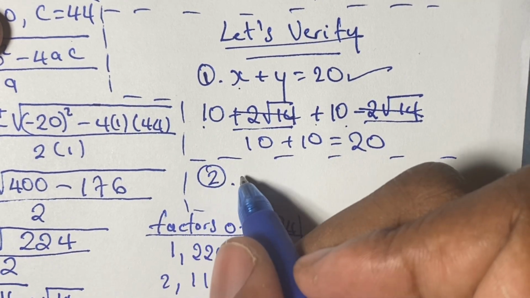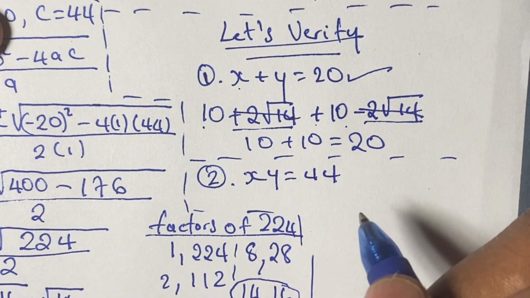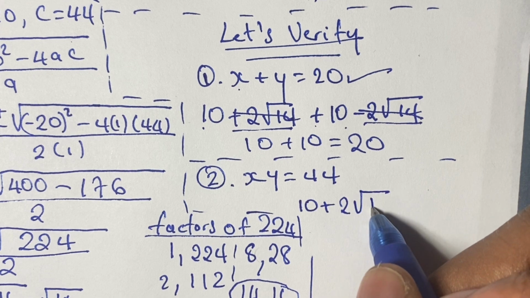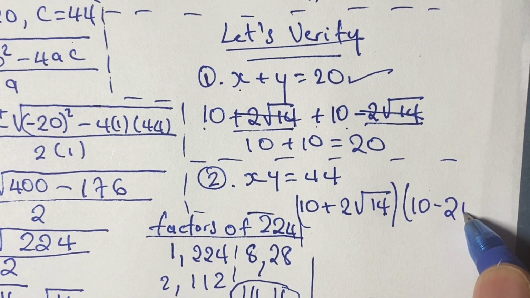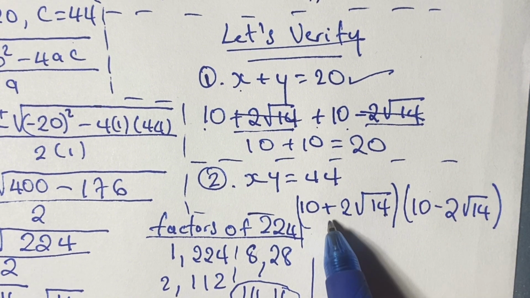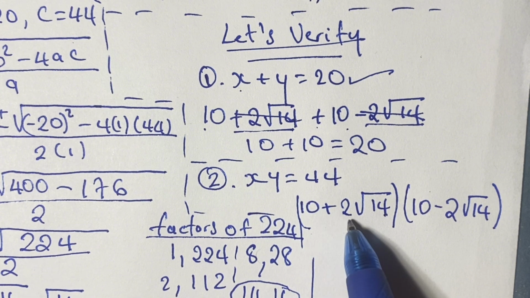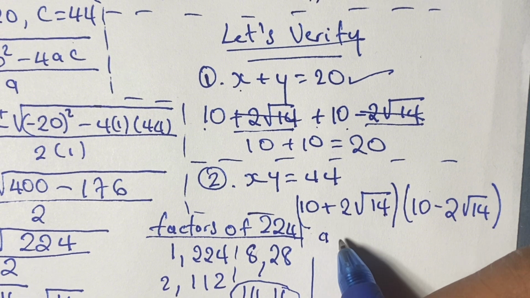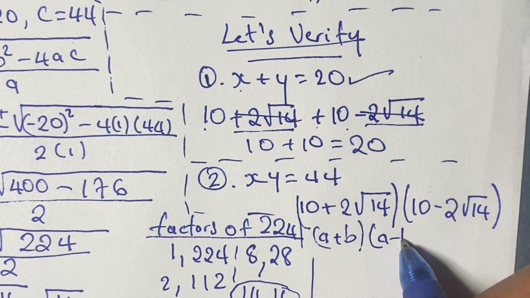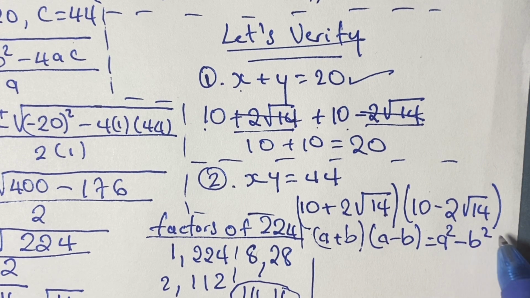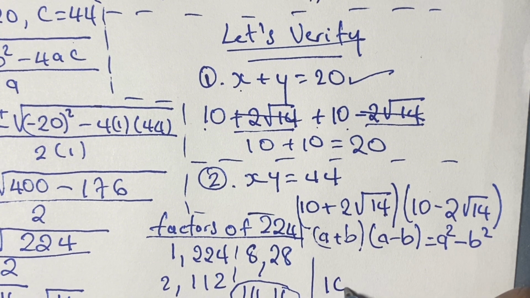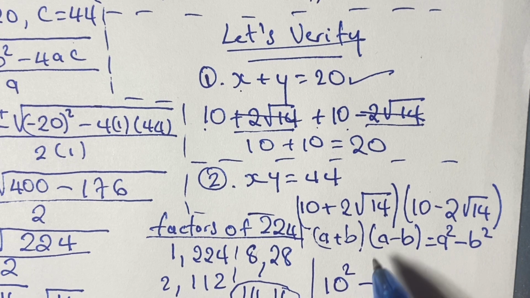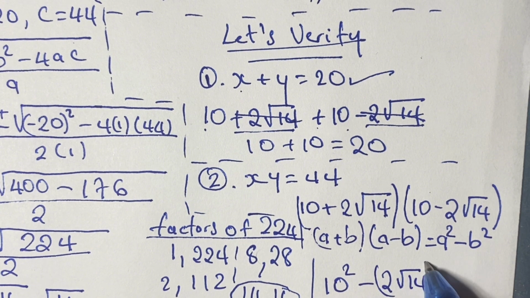Now let's verify our solution on our second equation, where we have x times y is equal to 44. Again, we are using our first solution, so we have 10 plus 2 root 14 for x1, and for y1 we have 10 minus 2 root 14, and we set them to multiply each other as follows. If you look carefully, we have something looking very similar to what you will call the difference of two squares, where we have a plus b in one bracket and in another pair of brackets we have a minus b, which is the same as a squared minus b squared. So we can actually write our equation as 10 squared minus 2 root 14 all squared.